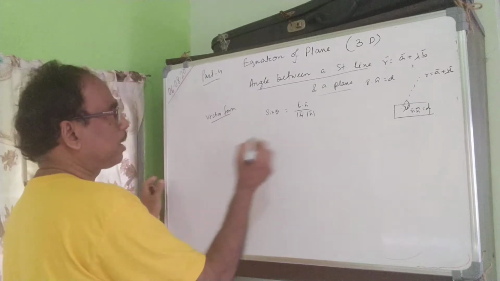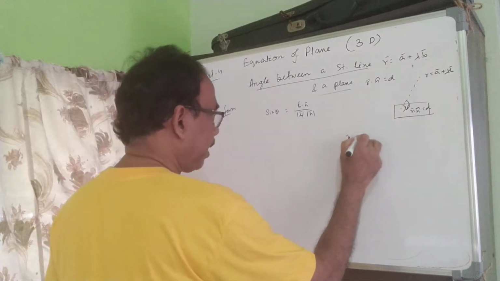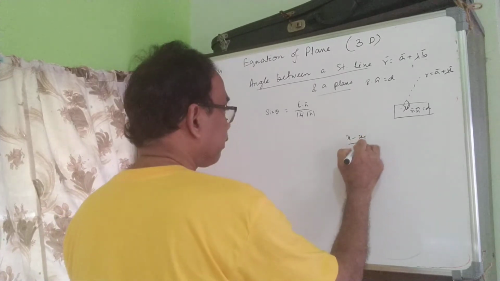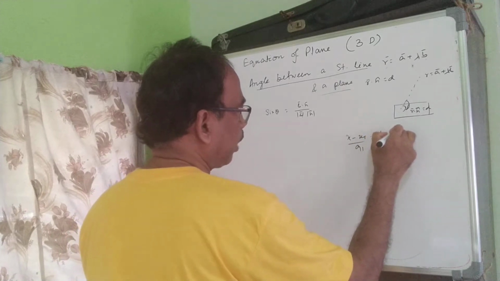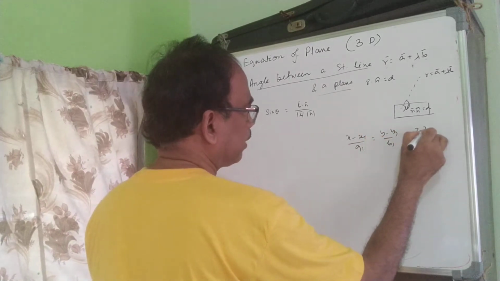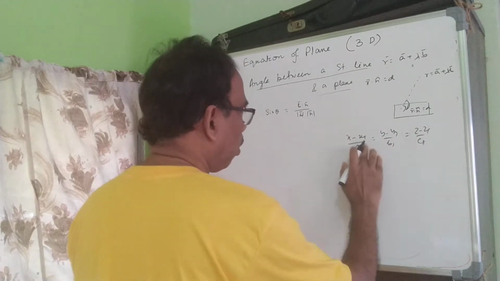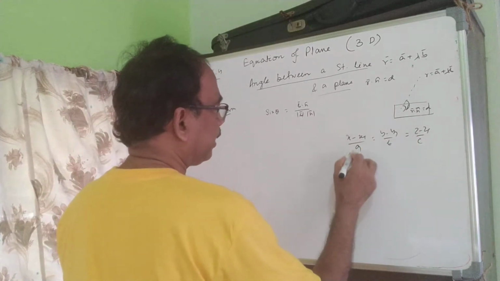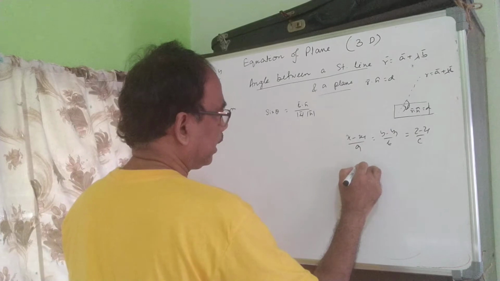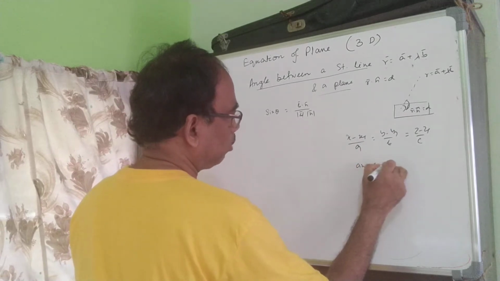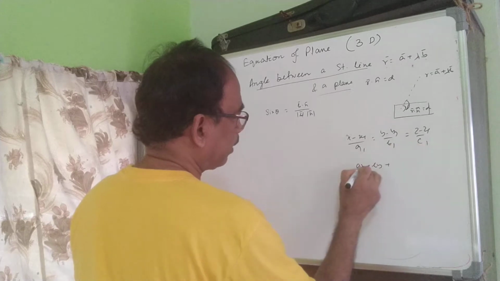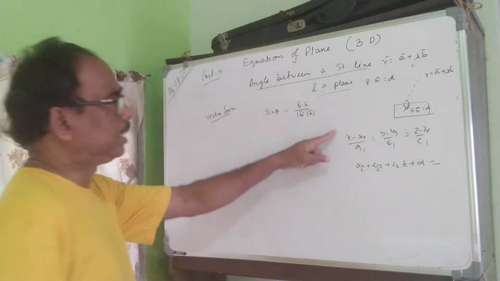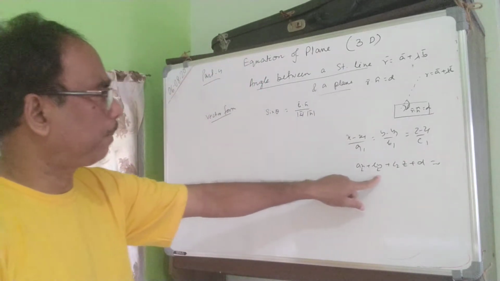And in Cartesian form, suppose the equation of a straight line is x minus x1 by a1, y minus y1 by b1 equals z minus z1 by c1, or you can write a, b, c. And the equation of a plane is a2x plus b2y plus c2z plus d equals 0. This is the equation of a straight line in Cartesian form, and this is the equation of a plane in Cartesian form.